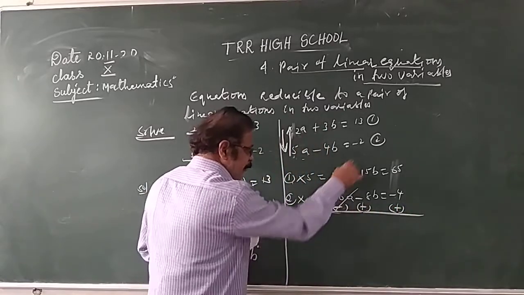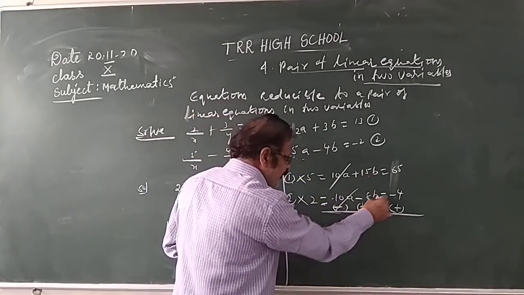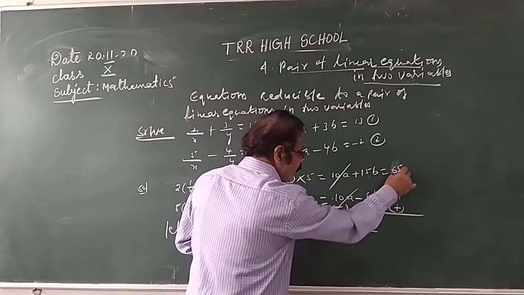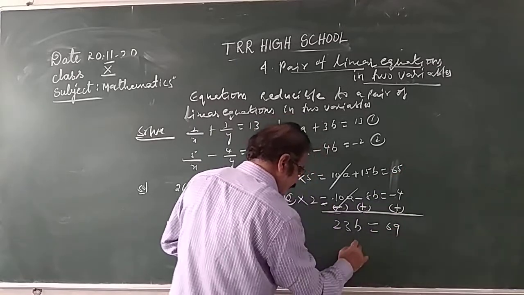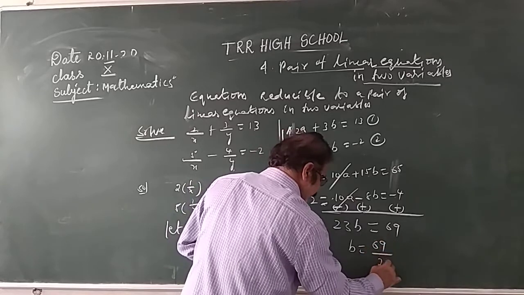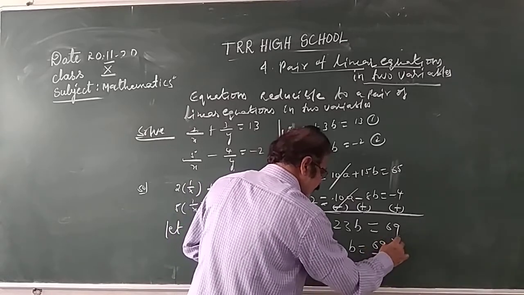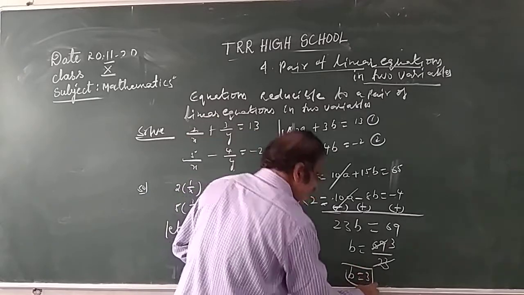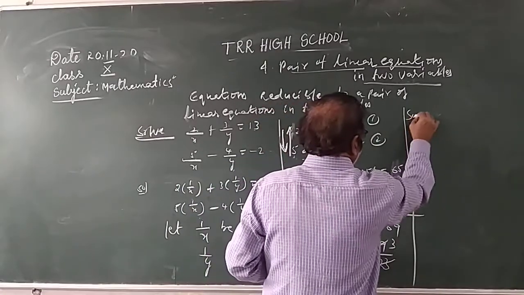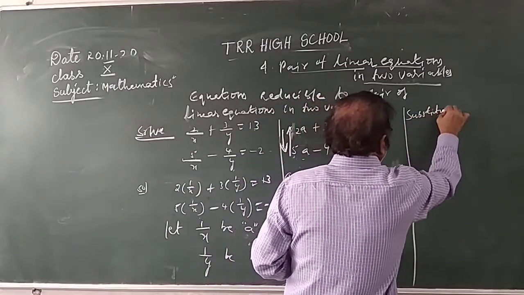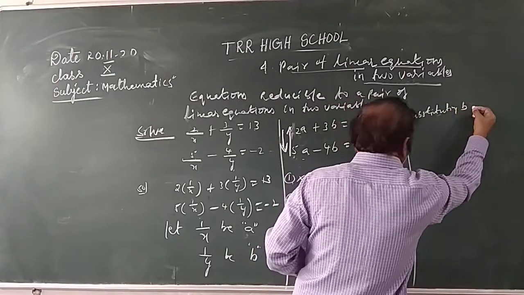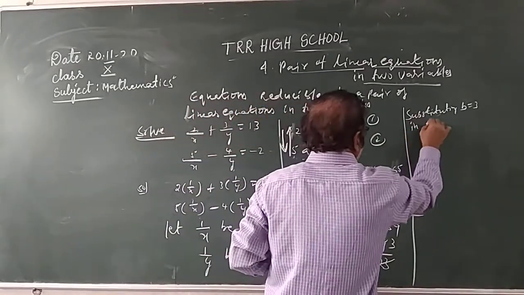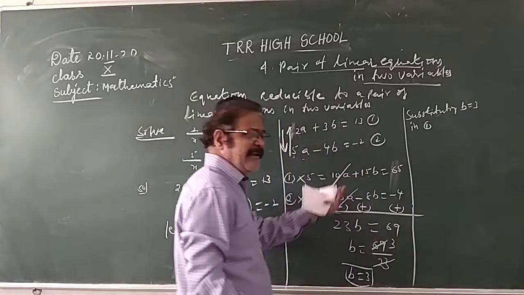Now this is minus 10a plus 10a, 0. Plus 15b plus 8b, how much? 23b is equal to 65 plus 4, 69. b is equal to 69 by 23. 23 3s are 69. b is equal to 3. Now substituting b is equal to 3 in the first or second, anything.